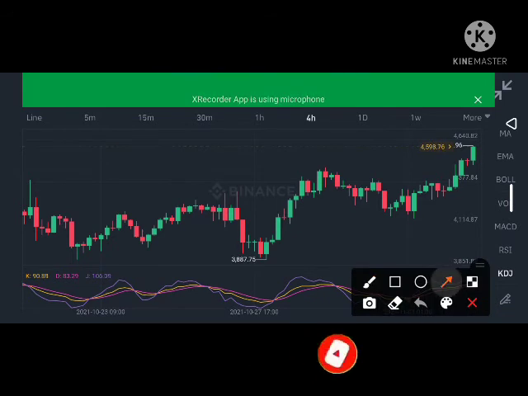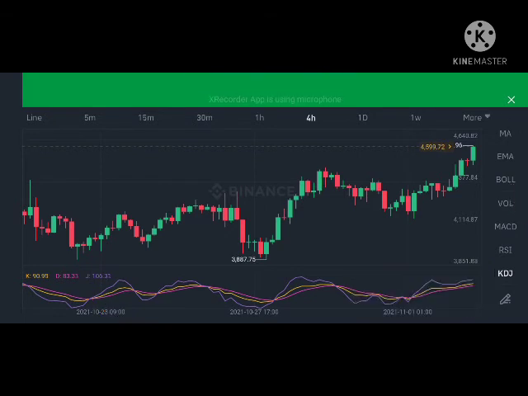If you look at this point here, you will see that the J line crossed the D and the K line. Do you understand? And when it crossed the K and the D line, we saw that there was a change in direction of the trend. It is crystal clear if you look at it from this point.